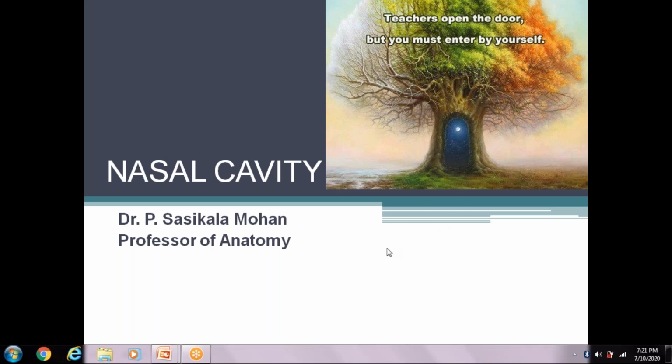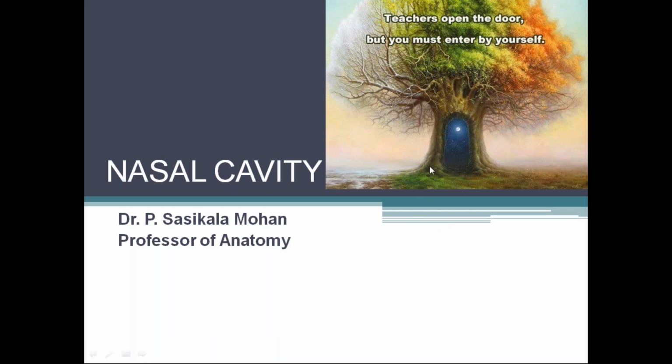Okay. So in this session, we are going to see about the nasal cavity. First we'll see the general features of the nasal cavity and what are the boundaries of the nasal cavity. Then we'll see the medial wall today. Okay, in the next session, we will see the lateral wall.